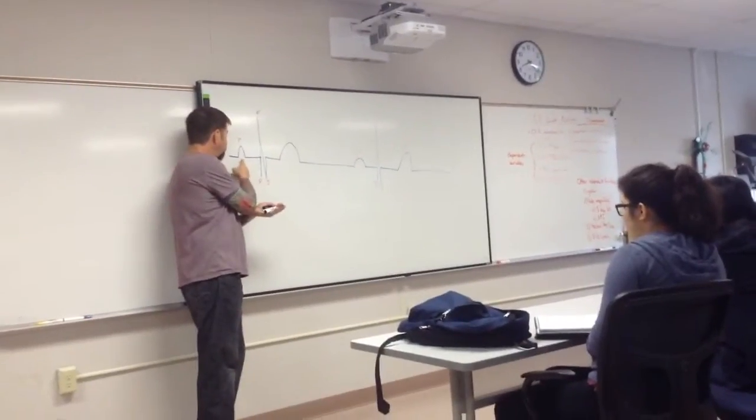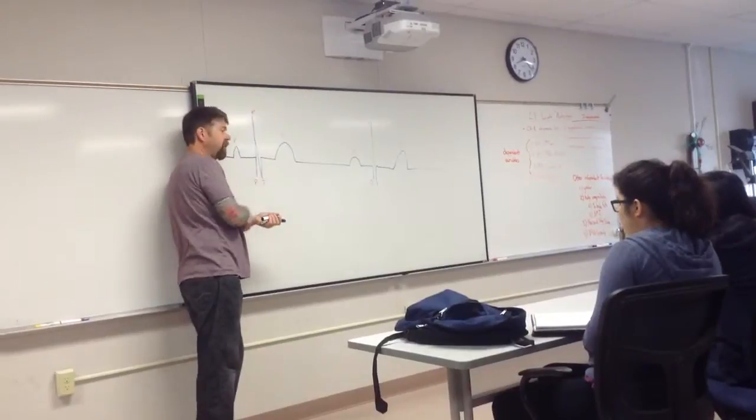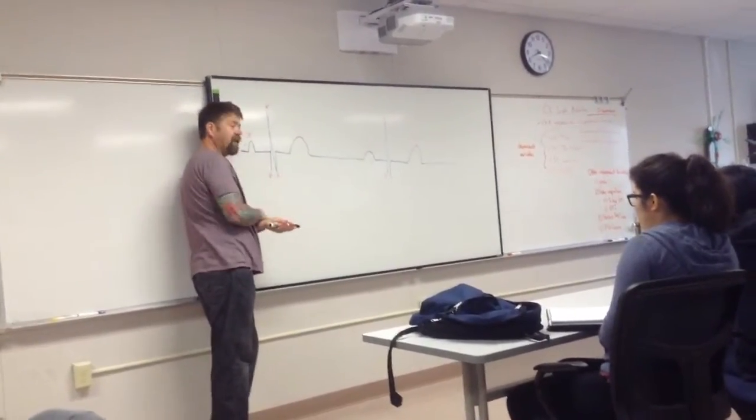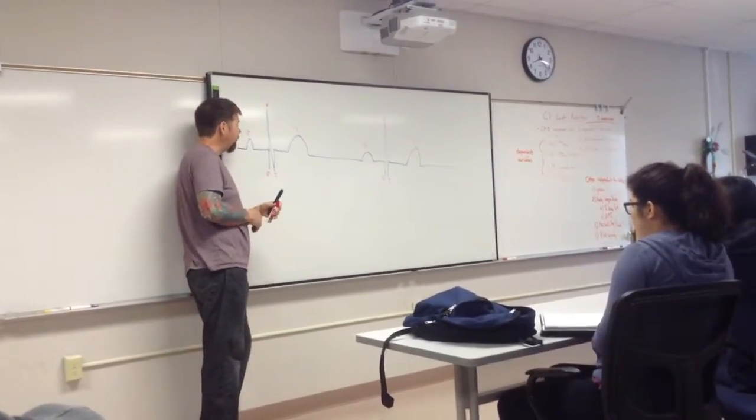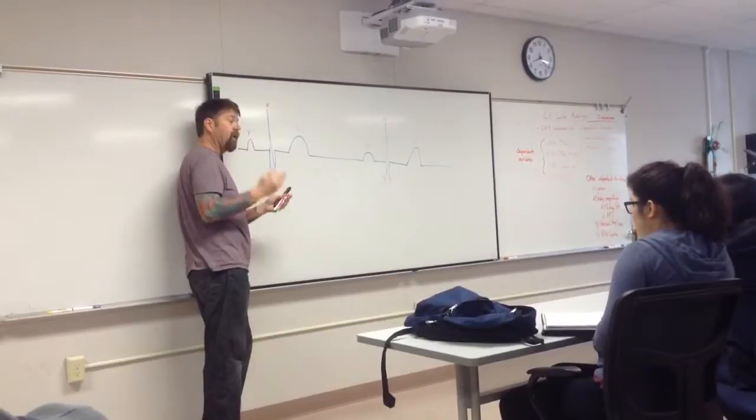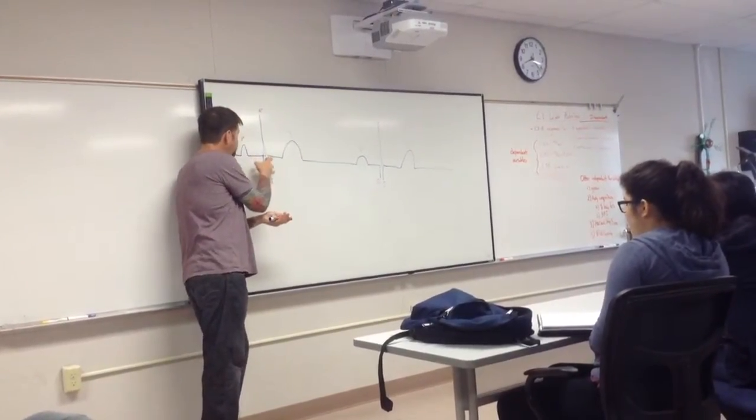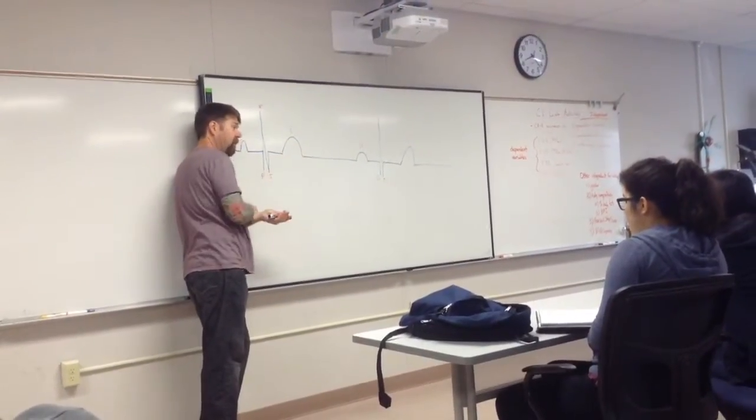P is atrial depolarization, which causes atrial systole. QRS is ventricular depolarization, which causes ventricular systole. And then T is that ventricular repolarization or resetting, and that's what is correlated with ventricular diastole. All right? So all of these is a heartbeat. Atria contract, atria relax. Ventricles contract, ventricles relax. That's a cardiac cycle. And then there's another one.